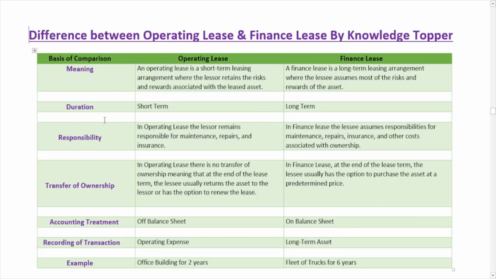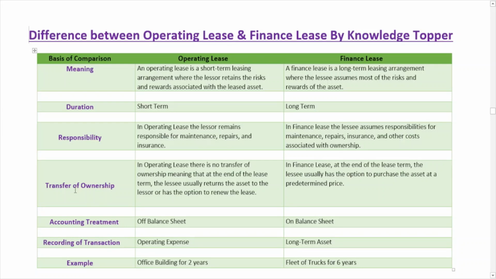If we discuss the characteristics, operating leases are typically shorter in duration. They cover a fraction of the useful life of the asset, while finance leases cover a substantial portion of the asset's useful life, which is also understood as the economic life of the asset. If we talk about responsibility, in an operating lease the lessor remains responsible for maintenance, repairs, and insurance. While in a finance lease, the lessee assumes responsibility for maintenance, repairs, insurance, and other costs associated with ownership.